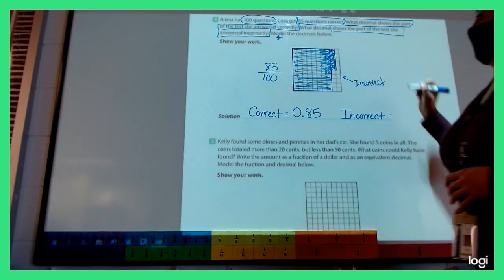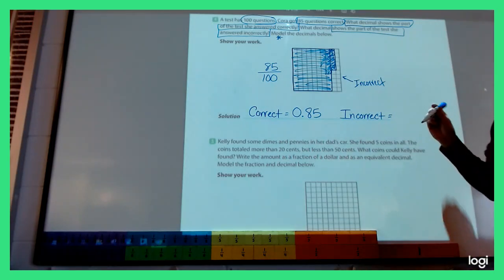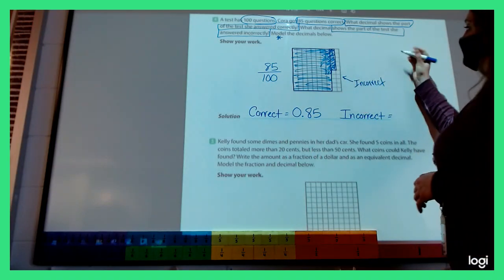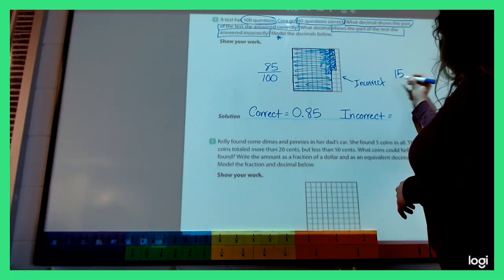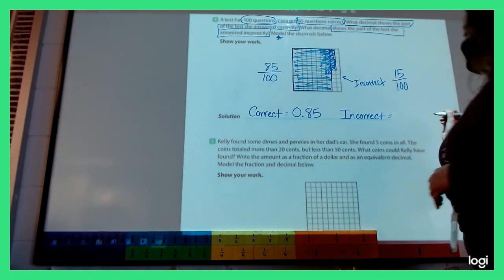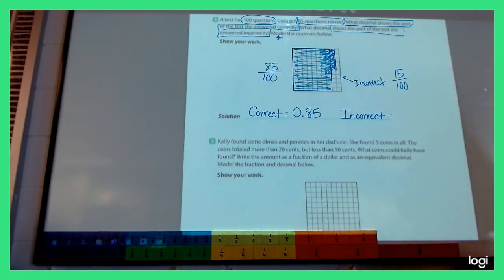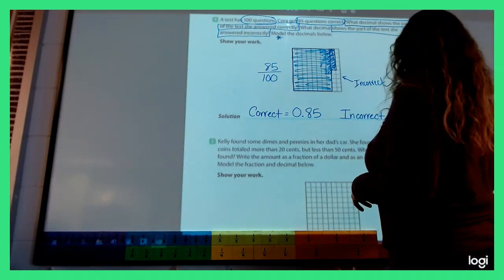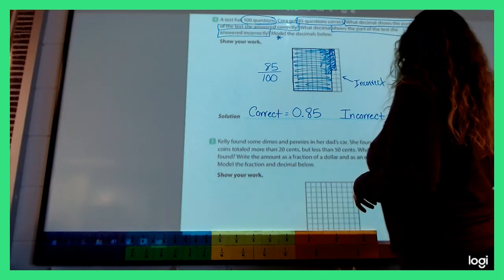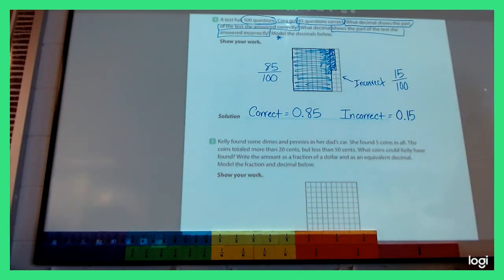So the first thing I would do is count my boxes, okay? So I know I've got a 10 and a 5. So I've got 15 out of 100 that she got wrong. So how am I going to write that as a decimal? Abby? 0.15 or 15/100ths. Questions on that? No? Okay. All right, well, I scroll up.